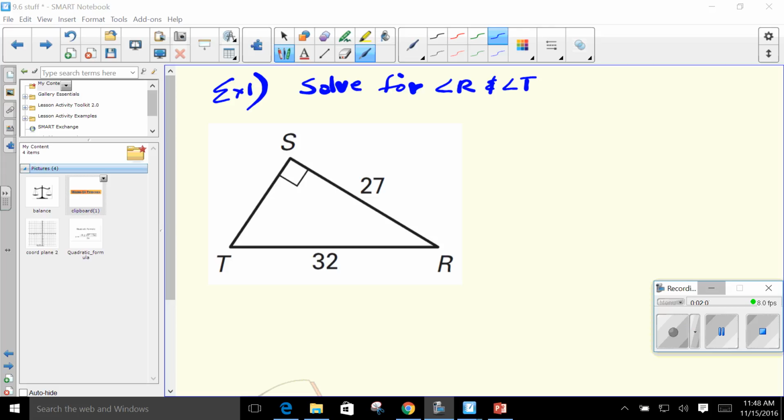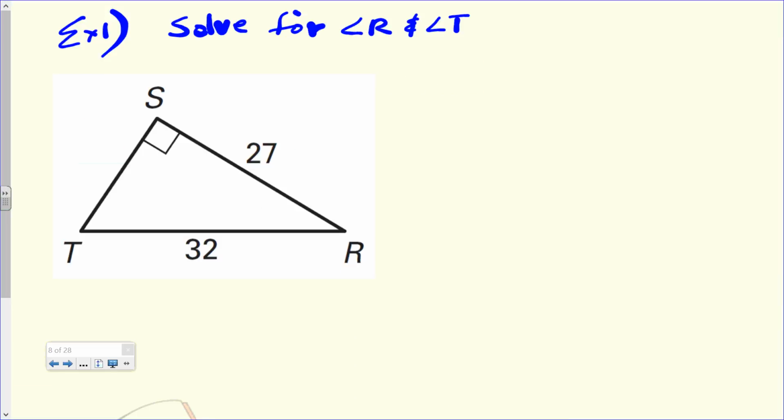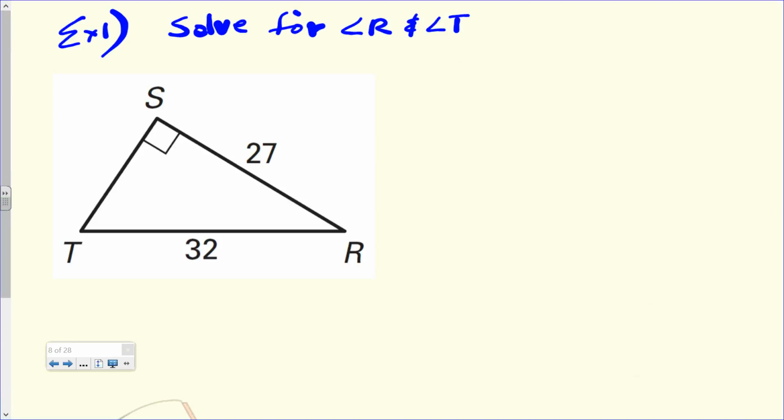So we're going to solve for angle R and T here in example 1. I'm going to write this down. Here we go. This example is different than the other examples I've been giving you up to this point, in that I'm not asking you to solve for a side. If I ask you to solve for this side, you can use the Pythagorean theorem.